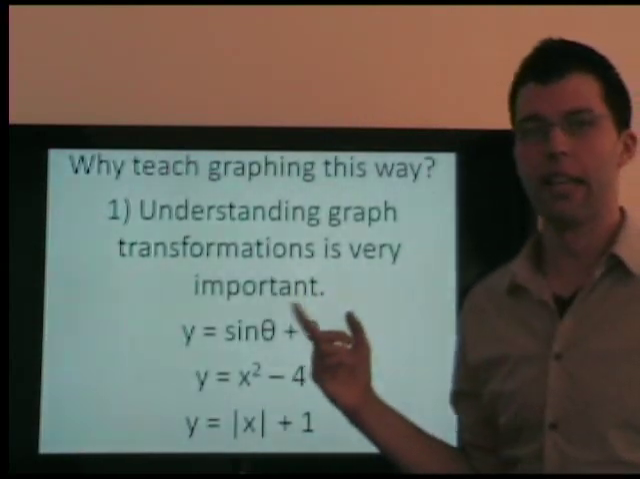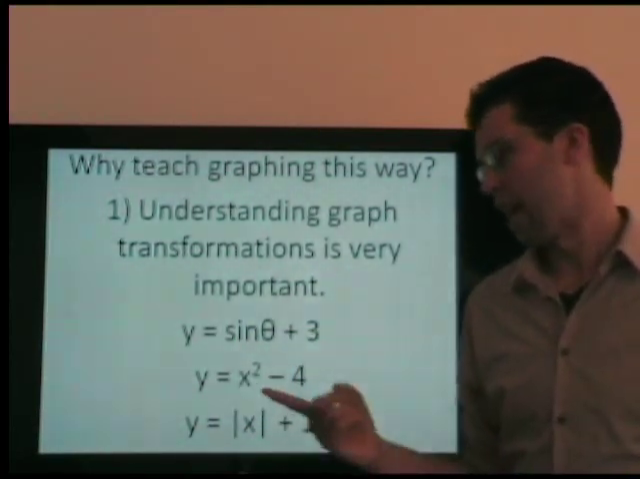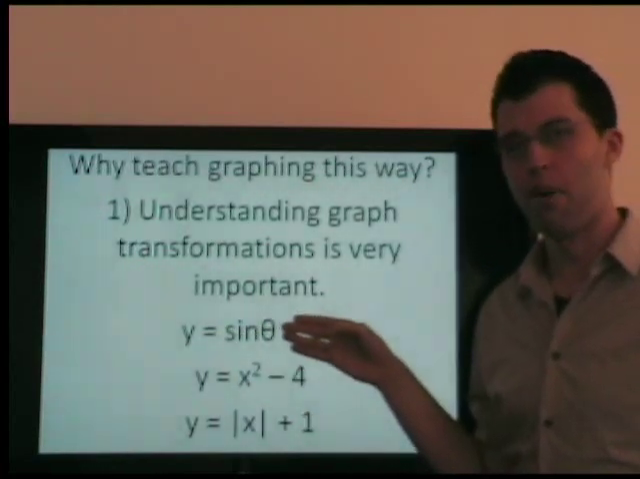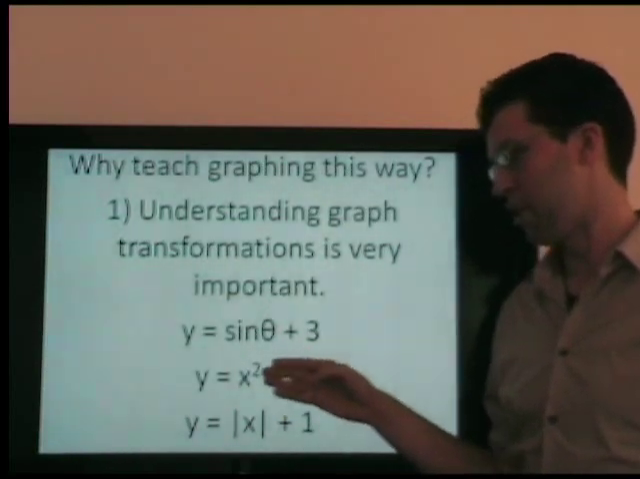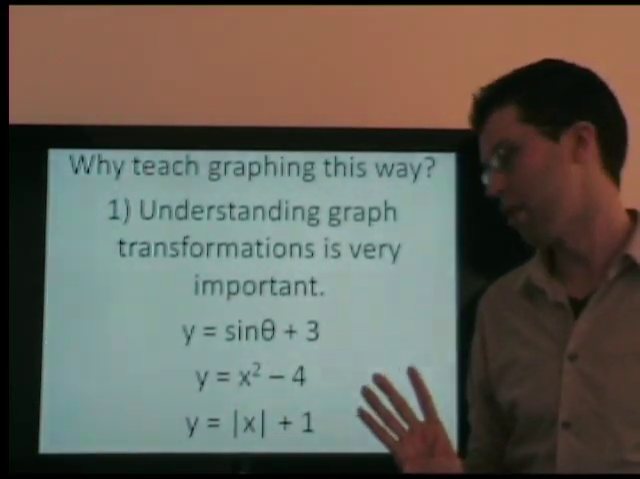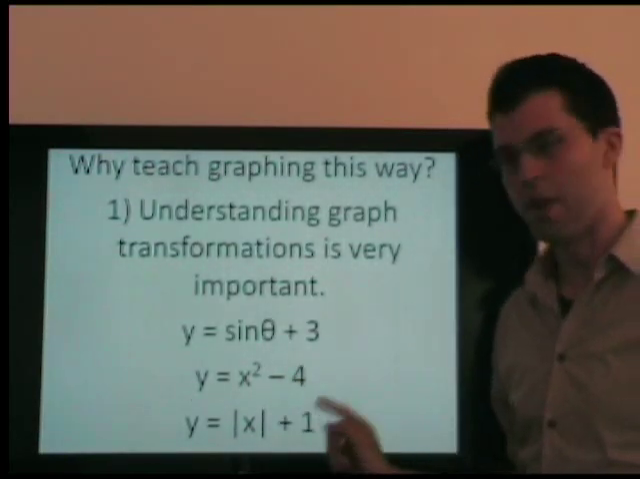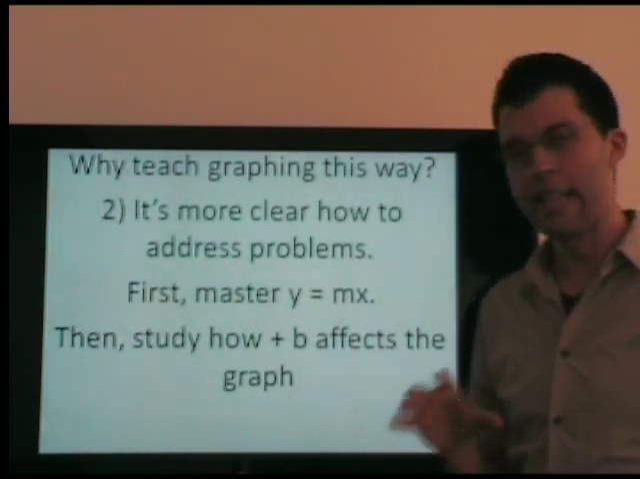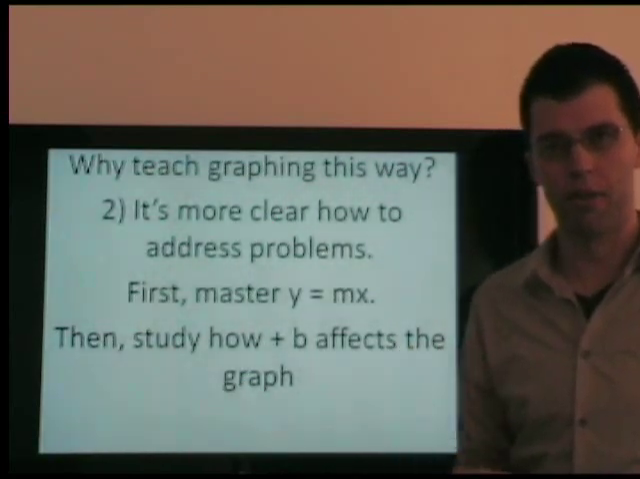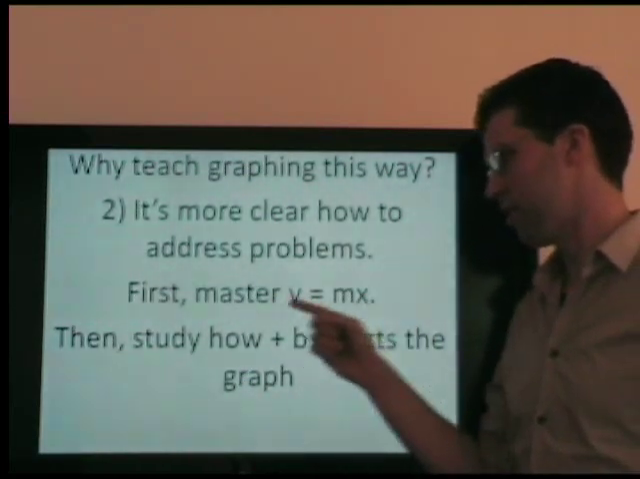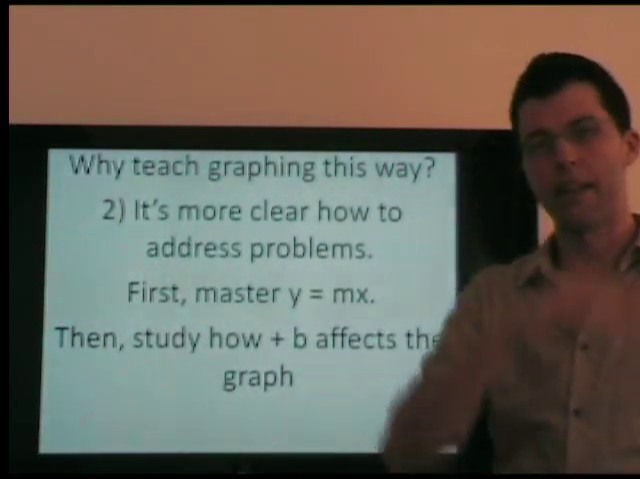Okay. Why am I teaching this in this way? Well, this is very important for the rest of the time that you take math. For example, to graph this equation, we graph just this part and translate the graph up 3 units. To graph this equation, we graph just this part and translate it down 4 units. Likewise here, we graph this part only, then we translate it up 1 unit. Also, this way, breaking it down into 2 parts, it should be more clear what to do if you're having trouble. First, you need to master graphing just equations in this form. Then you need to study how the plus b affects the graph.